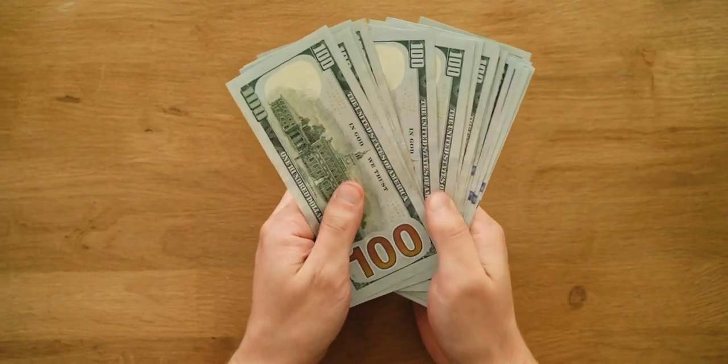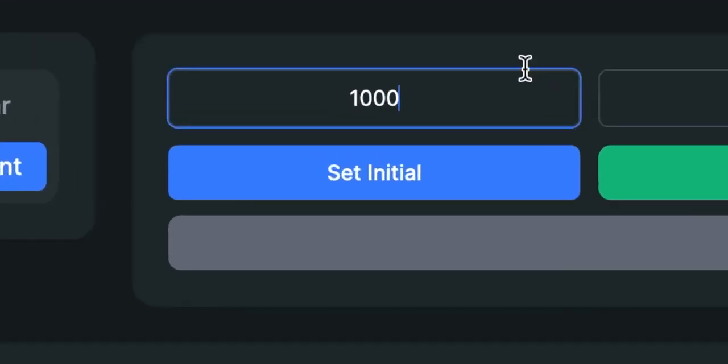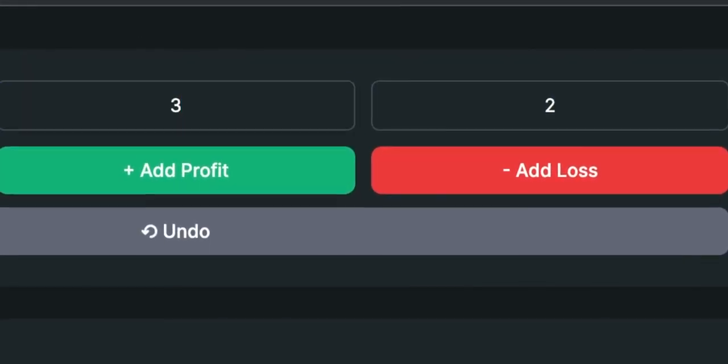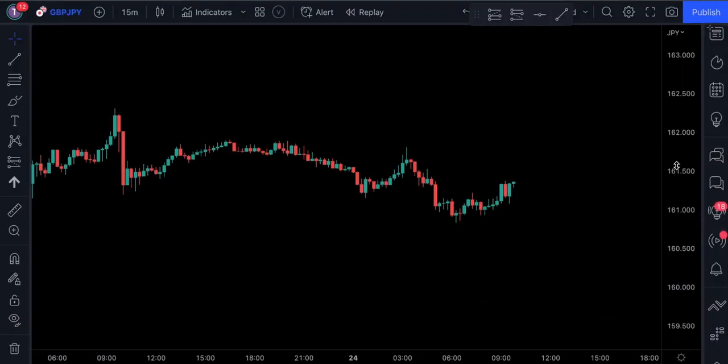and make good profits. For my backtesting, I will set the initial account size at $1,000 with a 1 to 1.5 risk reward ratio and 2% risk per trade. I'm going to be backtesting the strategy on GBP/JPY on a 15-minute time frame.